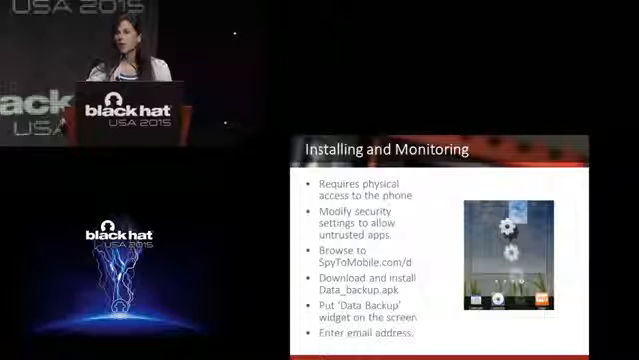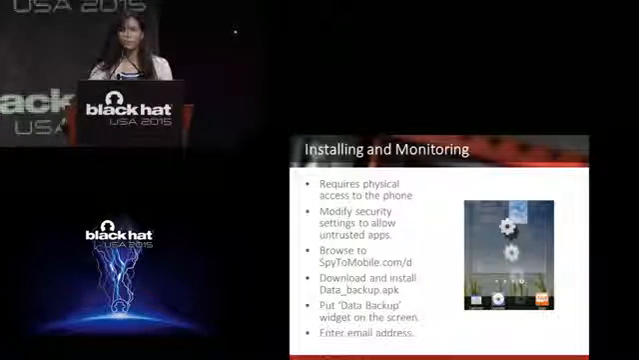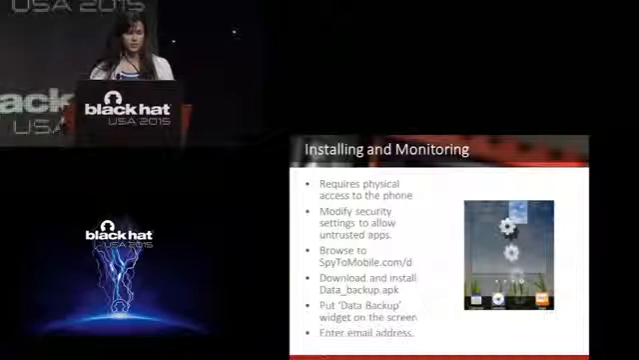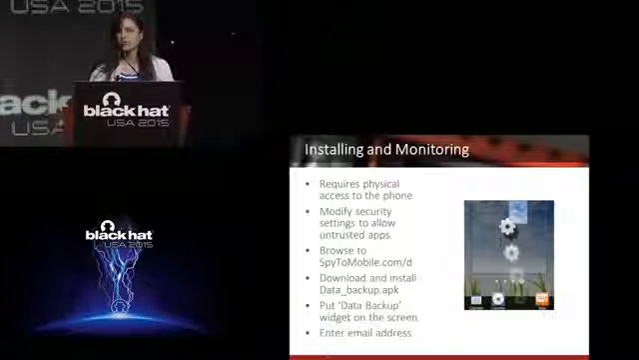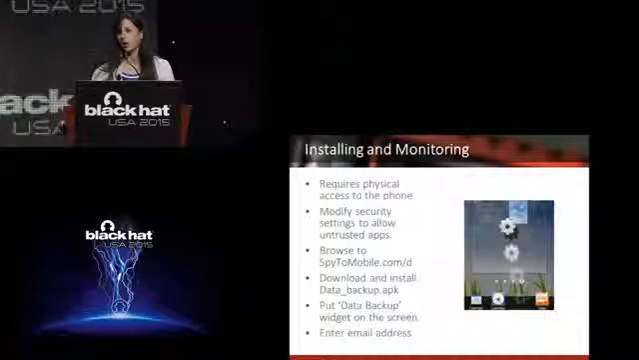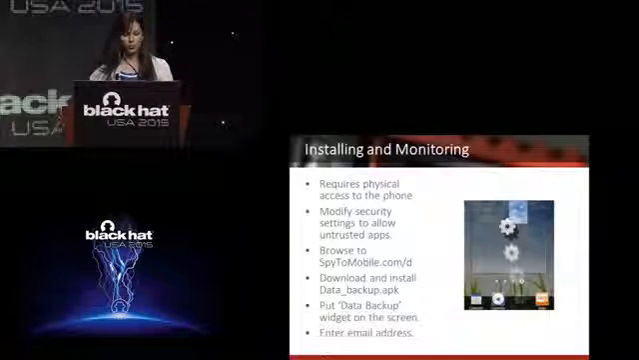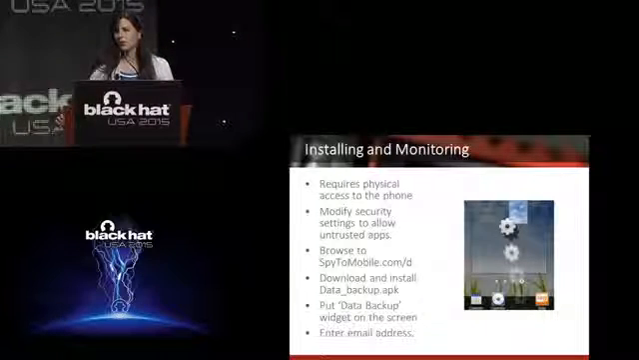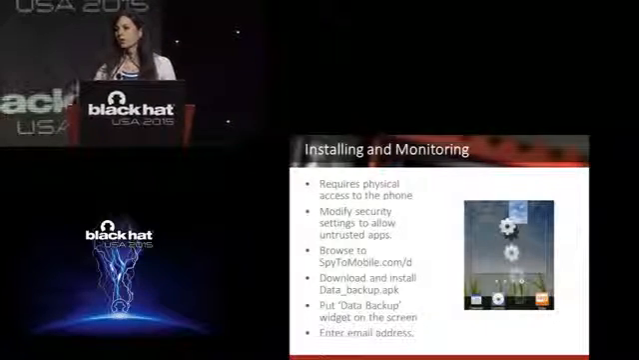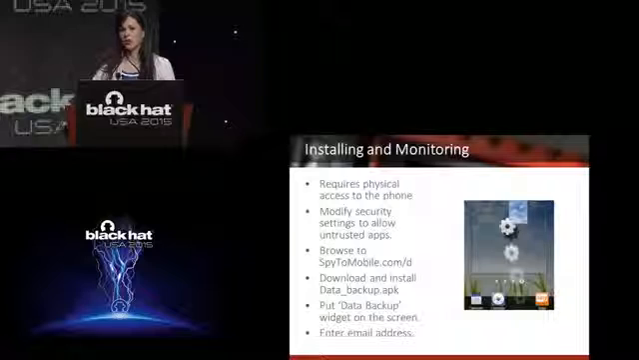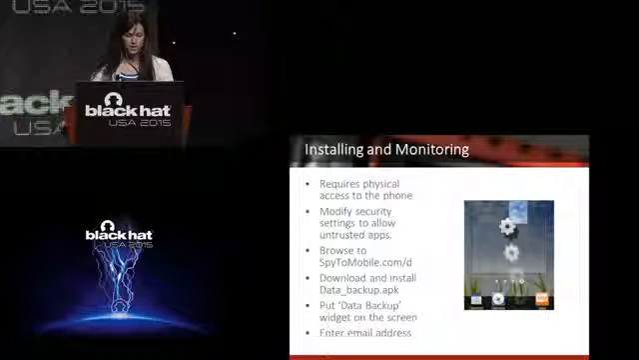So, just like with mSpy, installing Spy2 Mobile requires physical access to the phone. The attacker has to go in and modify the security settings to allow untrusted applications. From there, they can open up a browser such as Google Chrome and go to the spy2mobile.com website. From there, they can download and install data_backup.apk. And once this is installed, Data Backup puts a widget onto the screen, and it cannot be deleted. We tried several different ways to remove it, and the only way we found is by completely wiping the phone and putting a new image on it.